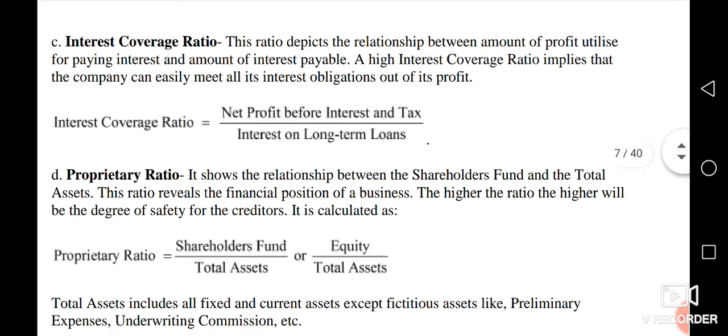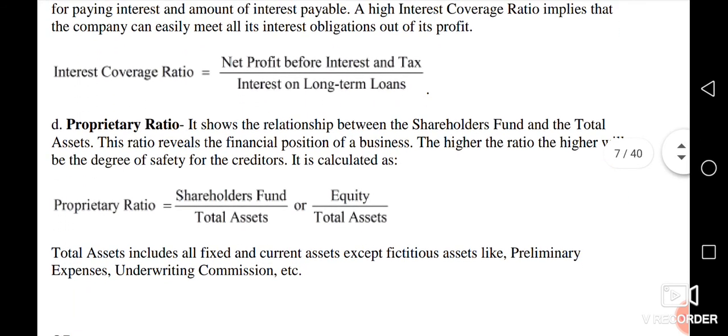The next is proprietary ratio. It shows the relationship between the shareholder funds and the total assets. This ratio reveals the financial position of a business. The higher the ratio, the higher will be the degree of safety of the creditors. It is calculated as proprietary ratio equals shareholder funds upon total assets, or equity upon total assets. Total assets include all fixed and current assets except fictitious assets like preliminary expenses and underwriting commission.